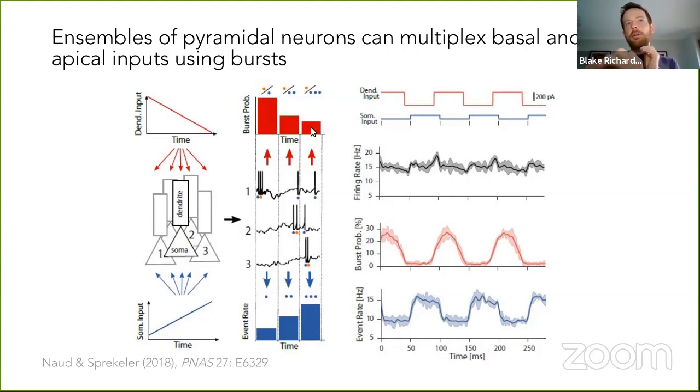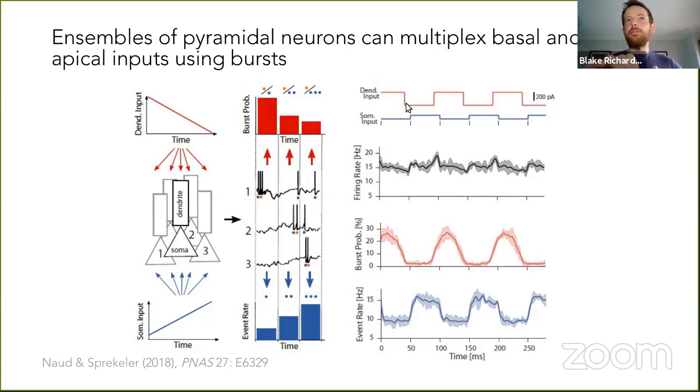And the important thing to note is that the way that Richard generated this particular simulation is by injecting increasing input to the somatic compartments of these neurons and decreasing input to the apical dendrite compartments of these neurons. And you'll note that what's happening is that the event rate is encoding the input to the somatic region, and the burst probability is encoding the input to the dendritic region. And you can see that very clearly on this plot here.